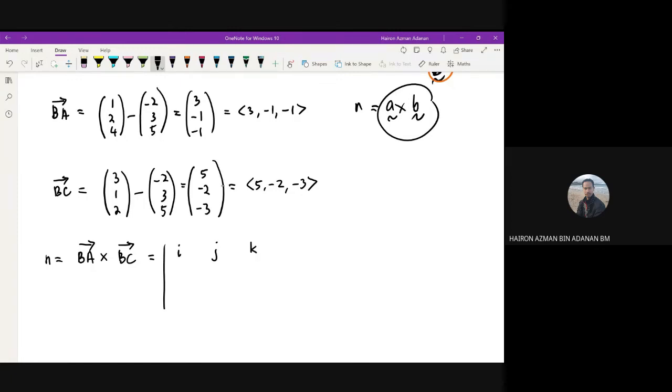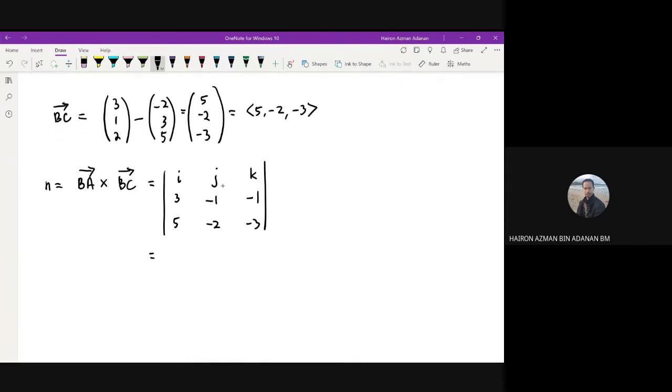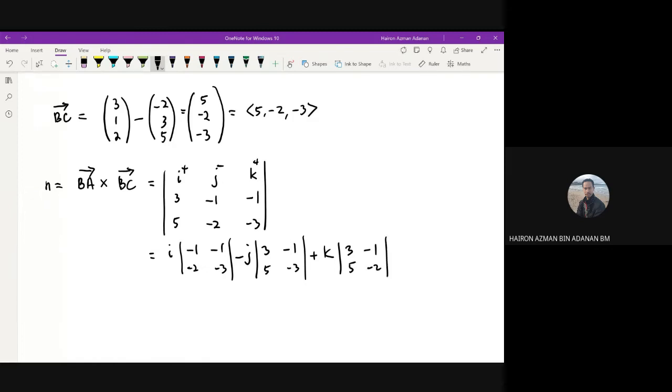Vector BA is 3, -1, -1. Vector BC, 5, -2, -3. Okay, alright. So I, we close first row and first column. -1, -1, -2, -3, minus J. Okay, we close first row and second column. So 3, -1, 5, -3, plus K. Why this one plus? Because this one plus, minus, plus kan? Minor cofactor. Okay, recall back. What is K? 3, -1, 5, -2.